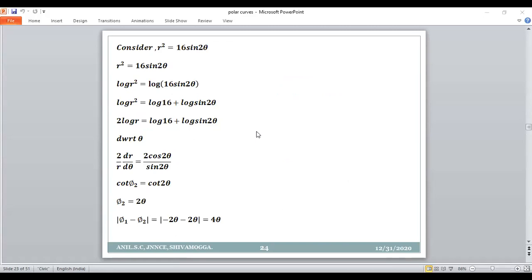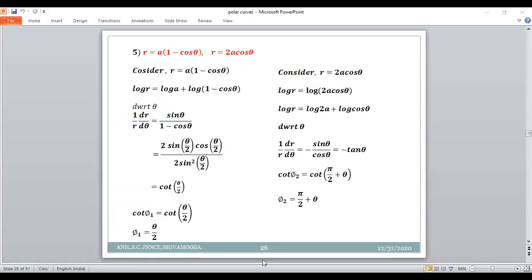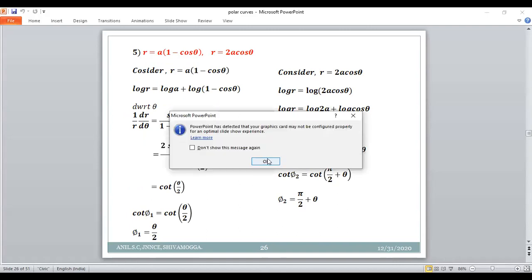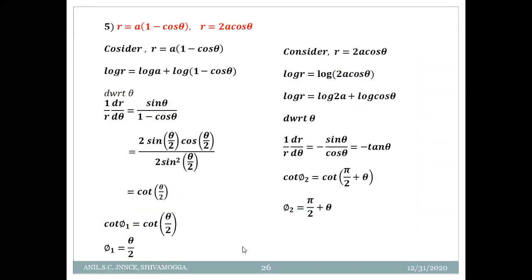Okay. Next we'll start with the 5th one. Show that these two curves intersect each other orthogonally. Show that the two given curves intersect each other orthogonally. Let's consider the first curve.